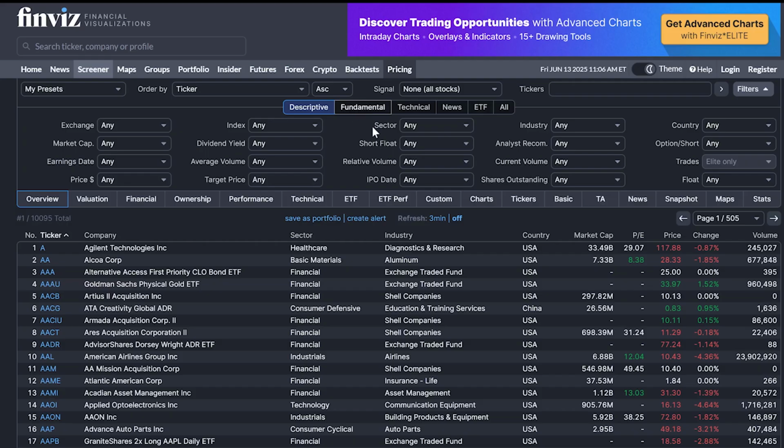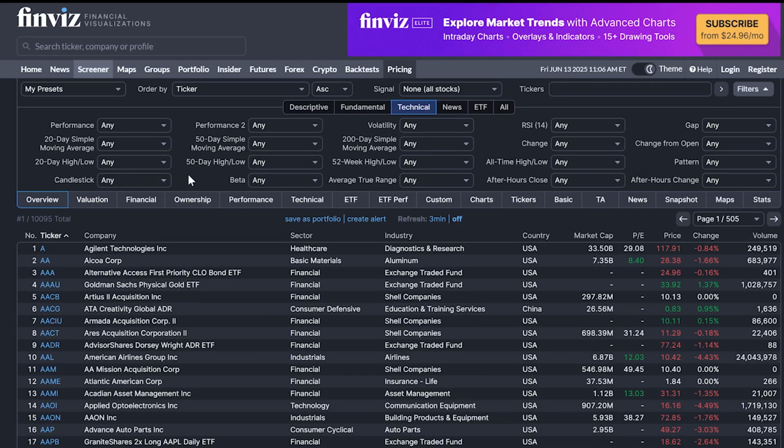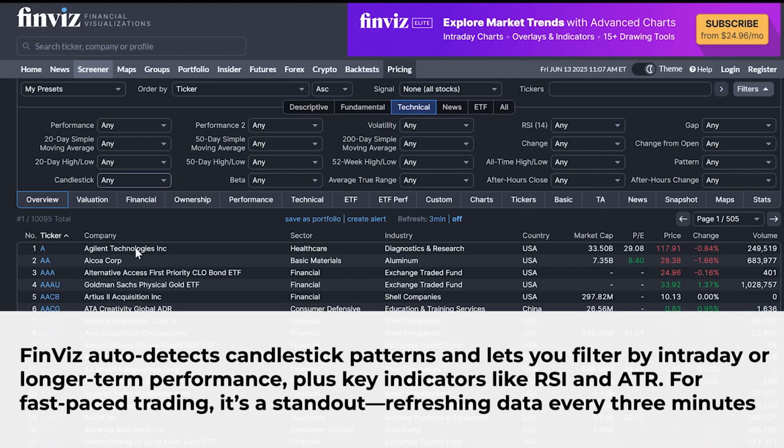We're diving into fundamentals here. This is just a nice way, especially for day trading, to set bounds around what kind of stocks I'm interested in trading. Looking at technical factors, there's not a ton here, but one thing I really like is that FinViz can automatically detect candlestick patterns. So this is a really great way to look for specific patterns that you're interested in trading. You can also look at intraday performance, performance over the last couple of days, weeks, or months, as well as very popular technical indicators like RSI and average true range.